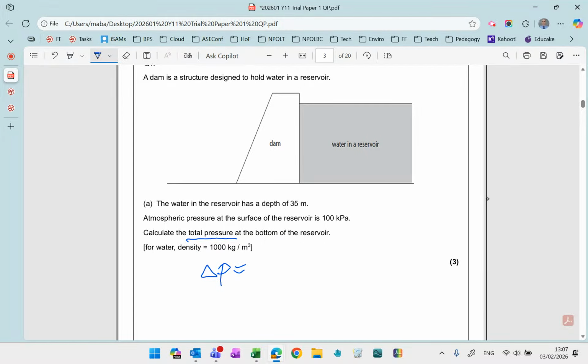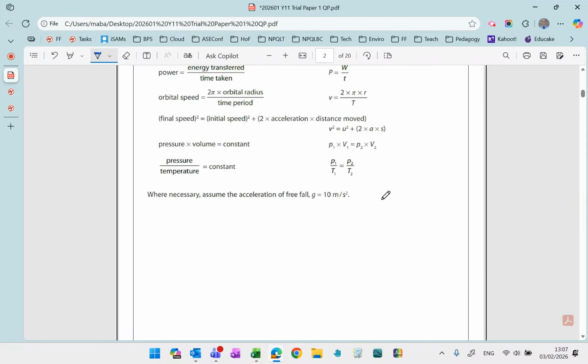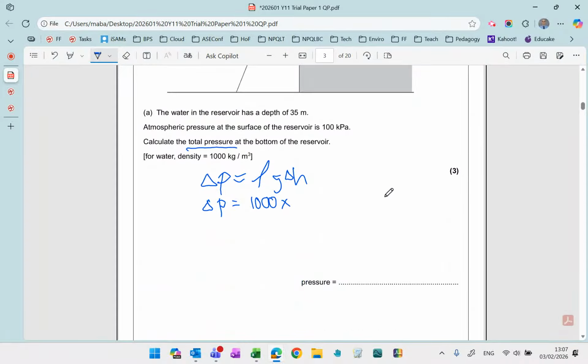The change in pressure is equal to rho g delta H, which is the change in depth. So the change in pressure is equal to the density, which is 1,000, times g. Now that's actually given to you on the previous page. Look, you can see where necessary, assume that the acceleration due to free fall g is 10 meters per second squared, or 10 newtons per kilogram. So g is just 10, and then the height is 35. Okay, so the change in pressure is 35,000 pascals.